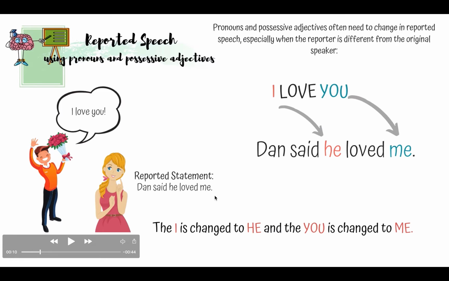So let's have a little look at that closer up. "I" is our pronoun, and then obviously we've got the verb "love", and then "you". So the "I" has to change to "he" because we're talking about the boy, the man who is the person speaking. And instead of saying it directly to the girl, in his case it would be "you", it then has to be changed into "me" because she is talking about herself. Okay, so let's have a little further look.